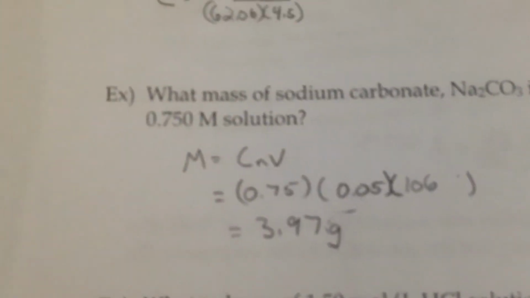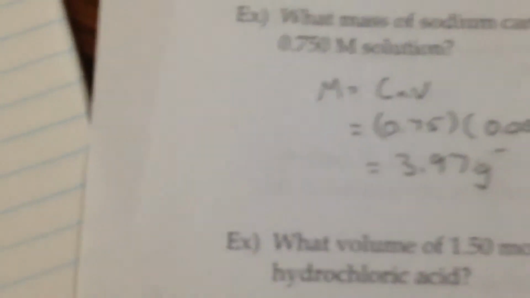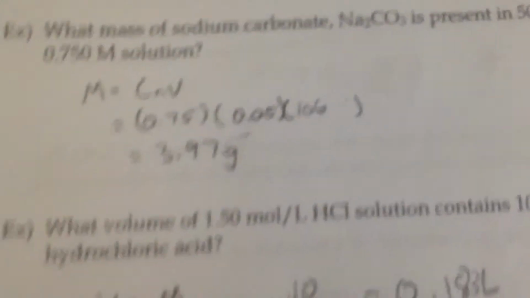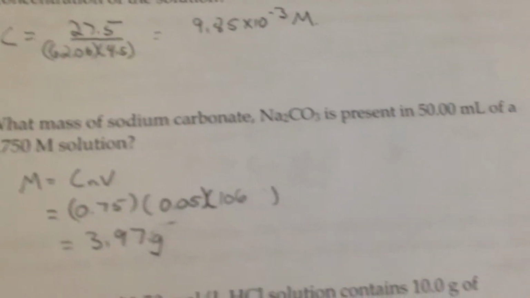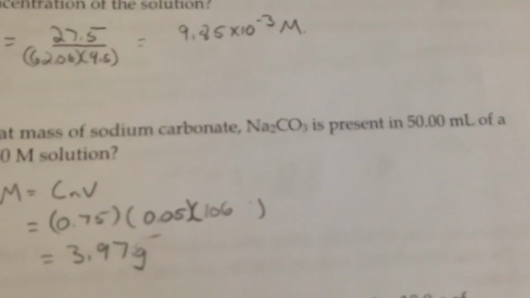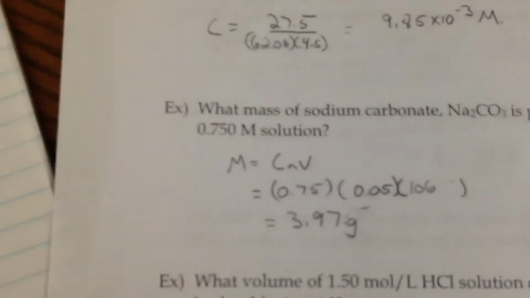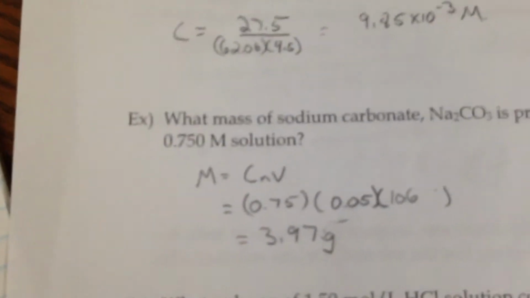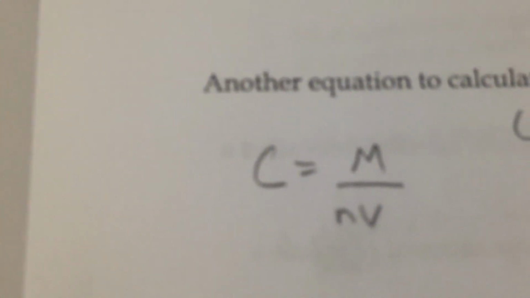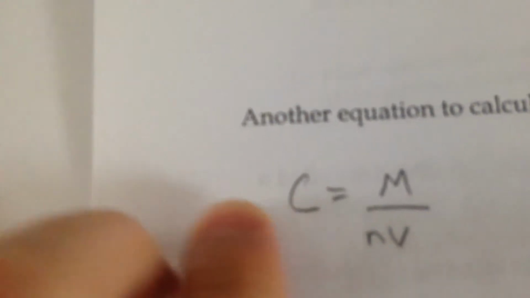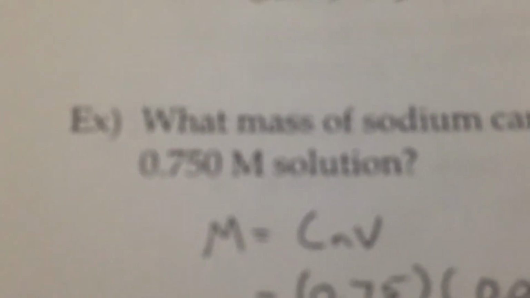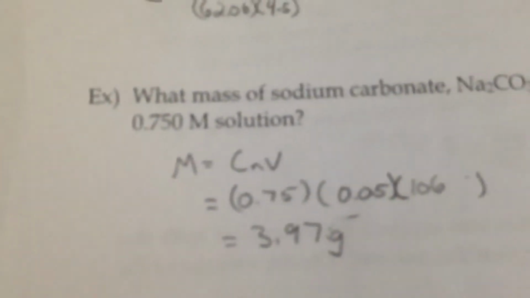Okay, I'm going to move on to the next one. Hopefully I'm not going too fast. Now the next one asks, what's the mass of sodium carbonate in 50 milliliters of a 0.75 solution? Okay, so now I'm looking for mass in this formula here. So all I'm going to do is multiply these two values, bring them up over to here, and now I get a new formula, m equals CVn. Okay, so this is just formula manipulation, okay?